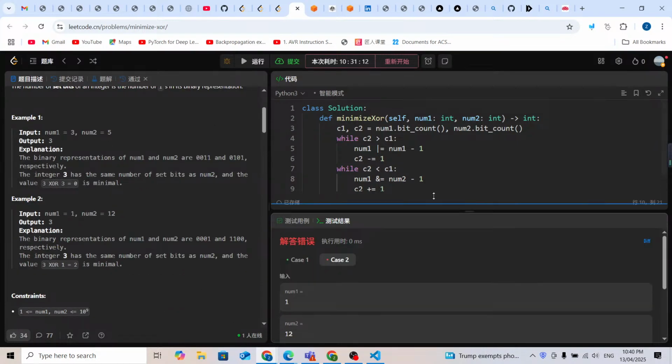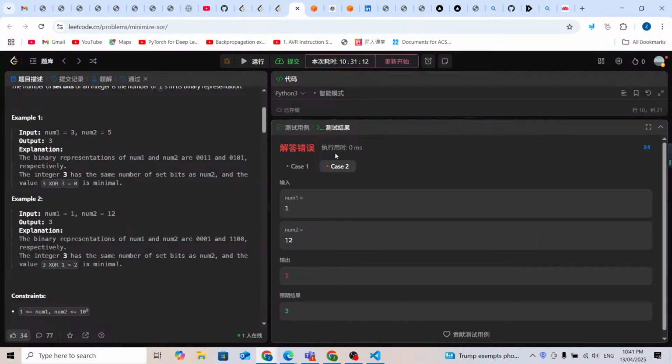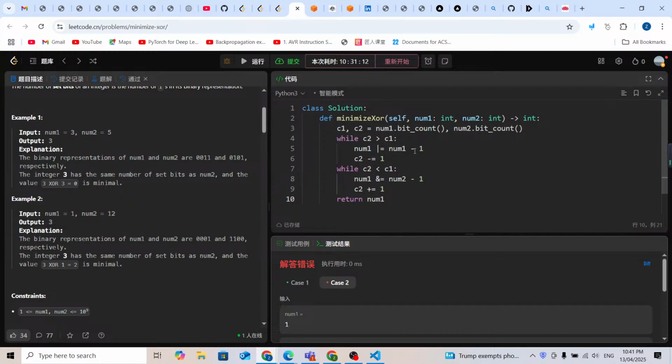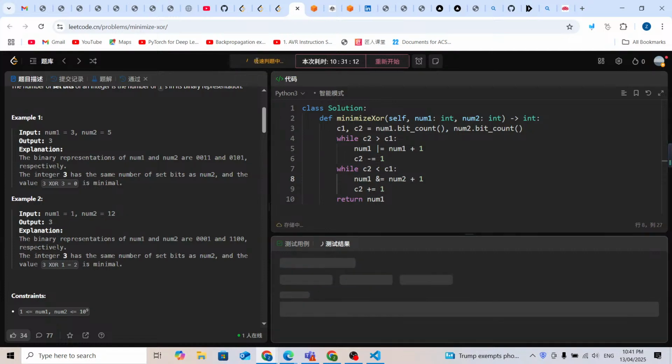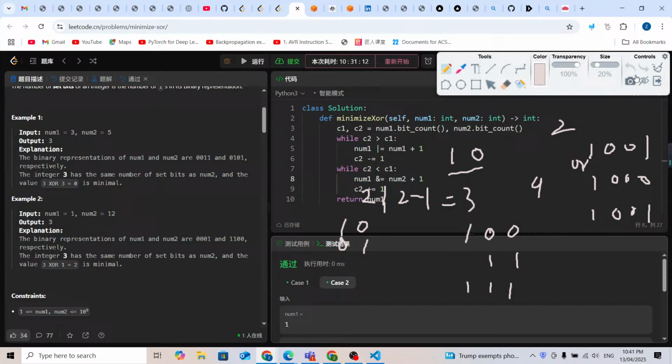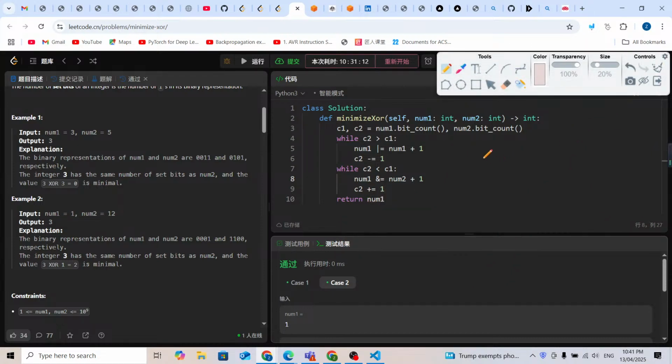So I don't know the binary operation. Maybe I did something wrong. I'm not sure. Maybe this is a plus or 1. So it is not minus 1. It is a plus 1 operation, actually, if we need to set the bit. Let me just try to explain once again.